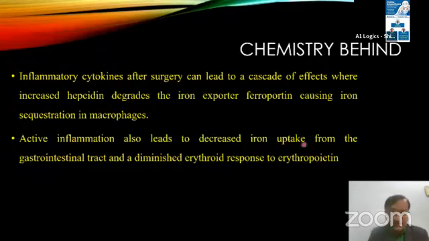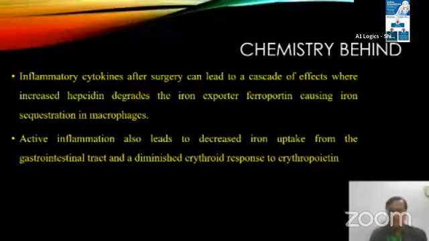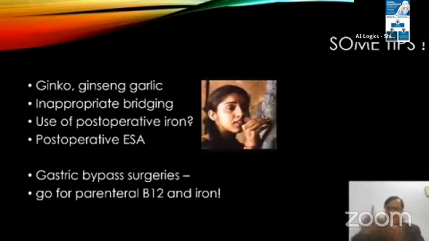Active inflammation decreases iron intake from the gut. Erythropoietin is reduced because of this inflammation. So all these things go into the preoperative hemoglobin, blood count, platelets, all these things.